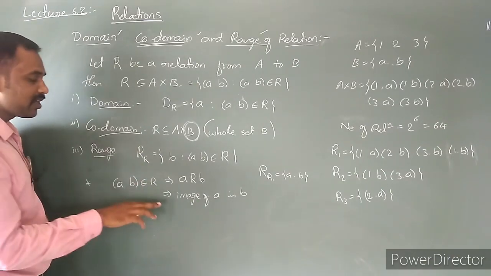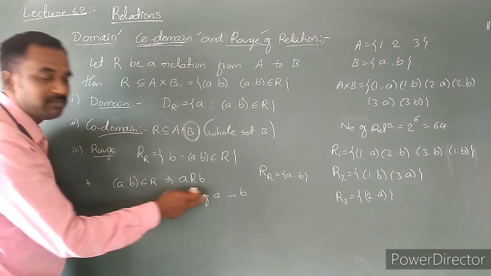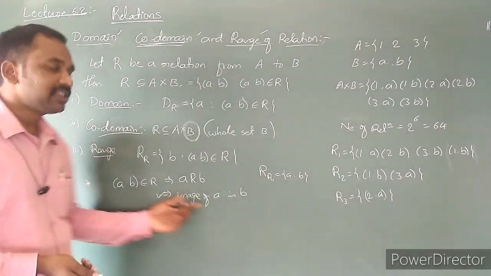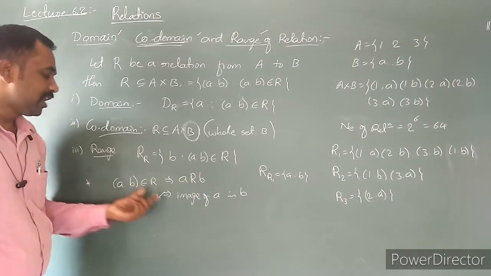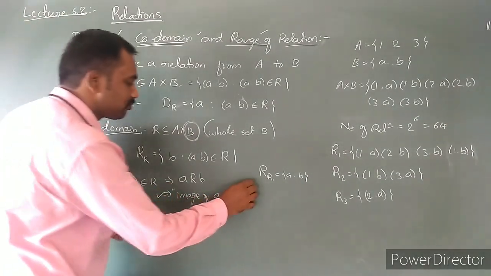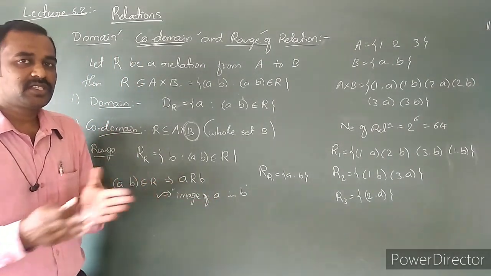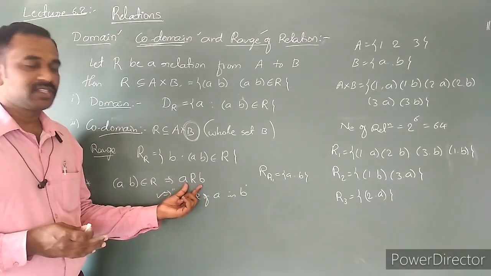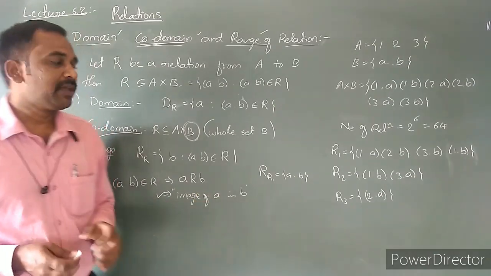Another way is that the image of A is B. We frequently use this word image particularly in functions. We will come to know in the next videos. Anyway, just remember this very important point: the names are different. A different person is going to use different words. Obviously, everyone must use this one only: A is related to B. Another word is image of A is B.